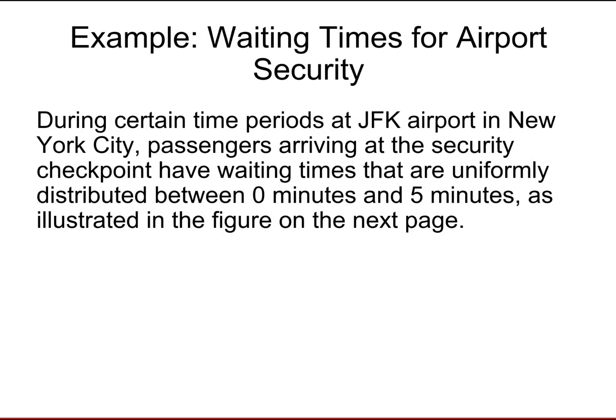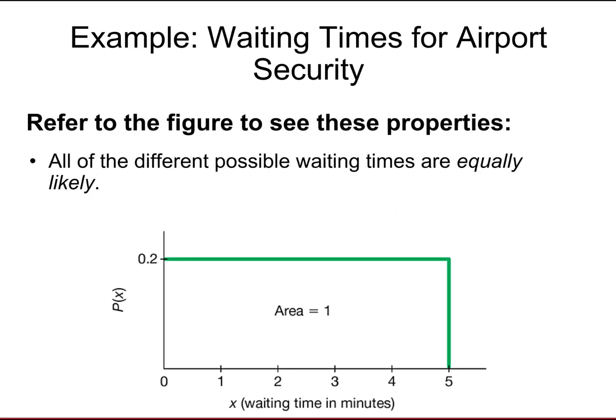The shape of that, again, results in a rectangular shape. So let's take an example. During certain time periods at JFK Airport in New York, passengers arriving at the security checkpoint have waiting times that are uniformly distributed between 0 and 5 minutes, as illustrated in the figure right below here. So between 0 and 5, they're equally likely to arrive. Since we have 5 units along here, in order to get the area to be 1, the height of this rectangle must be 0.2, because 0.2 times 5 gives us an area of 1.